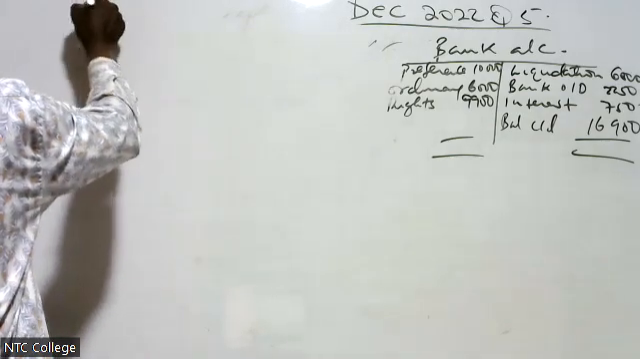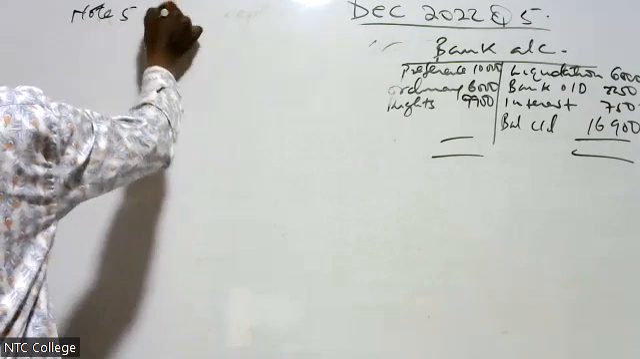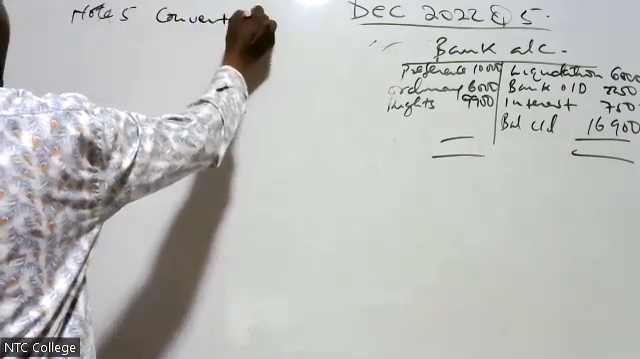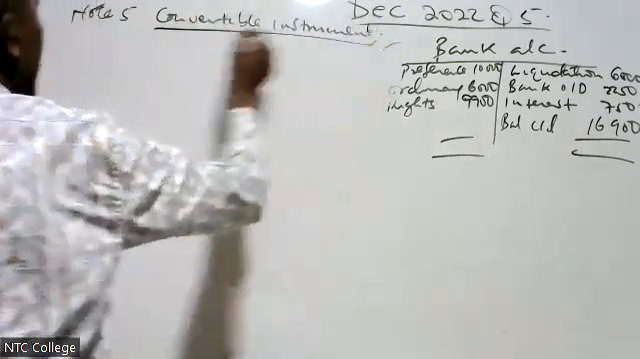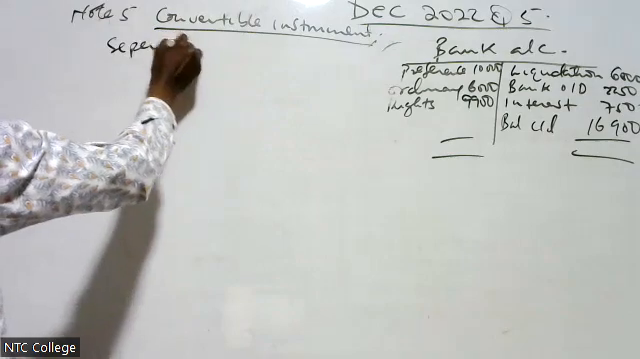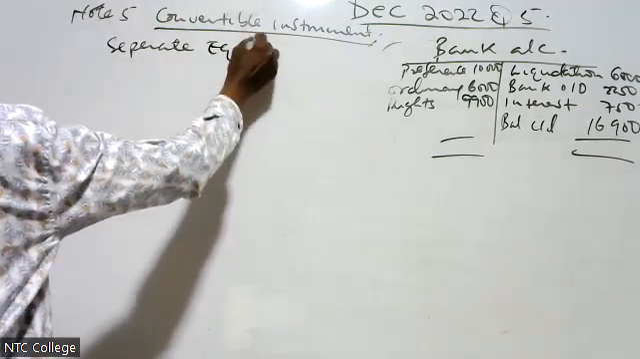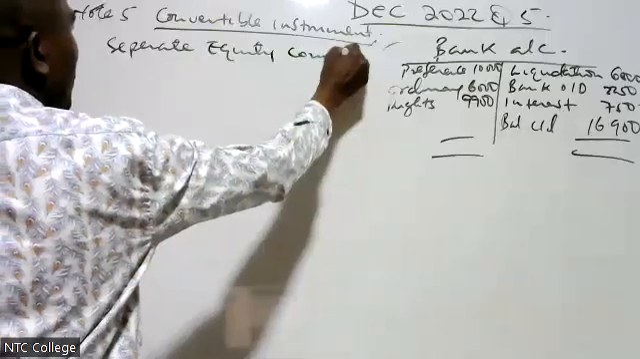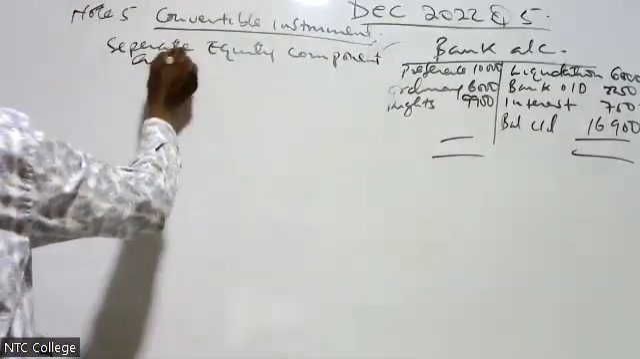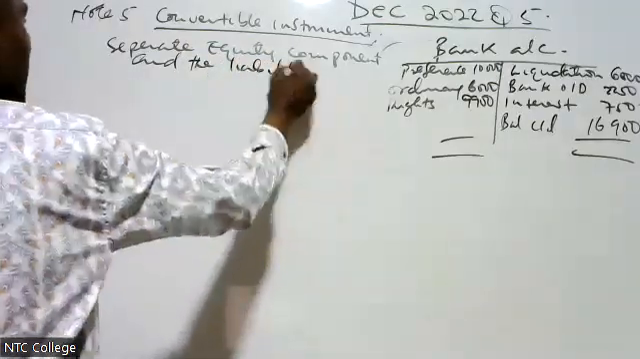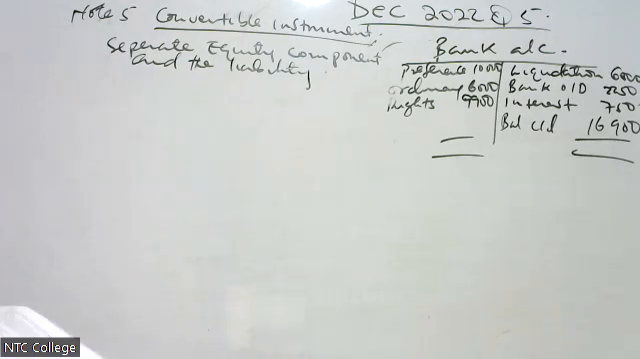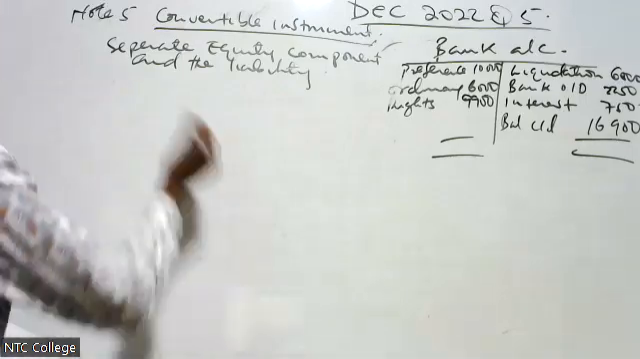Now, note 5 talks about a convertible instrument. Under a convertible instrument, you are going to separate the equity component and the fair value of the liability. You are going to separate the equity component and the liability.